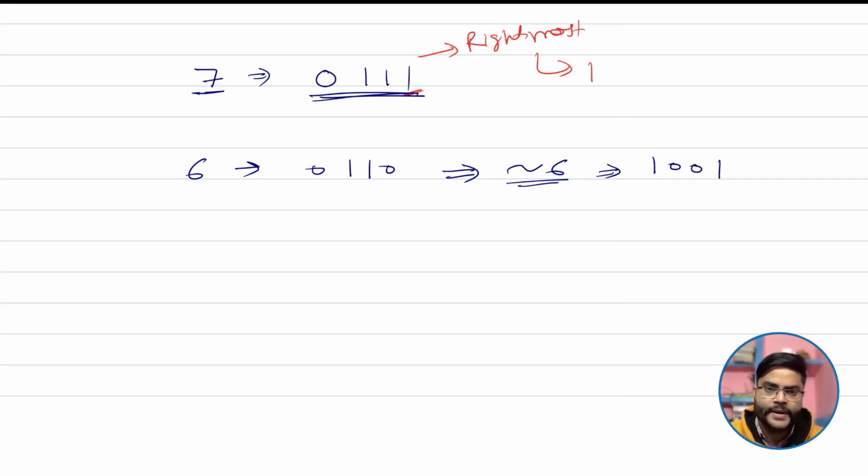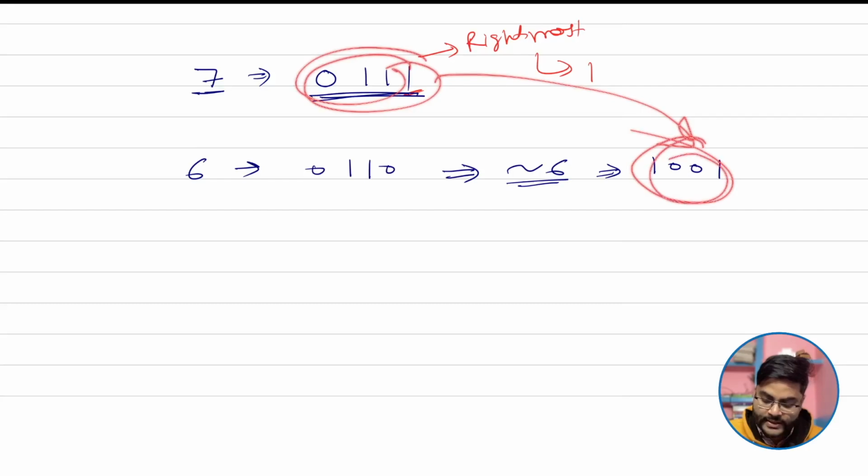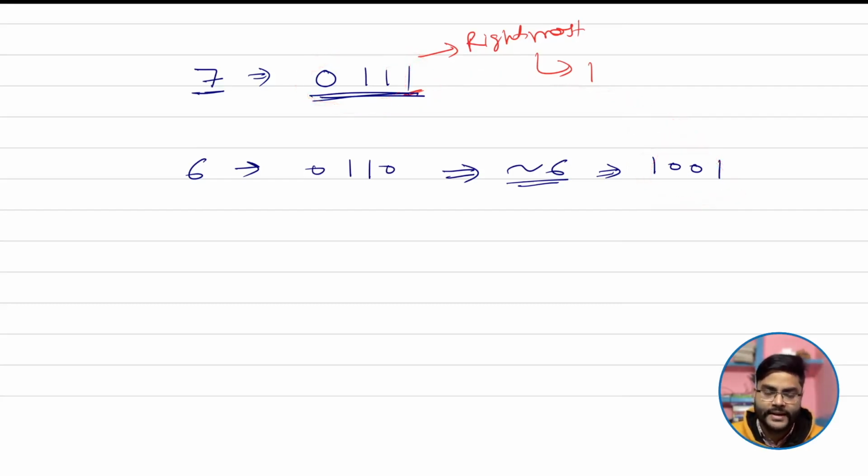Let me repeat again. If I take one number less, and if I invert the bits and do the AND of these two, I will get my mask of the rightmost set bit.